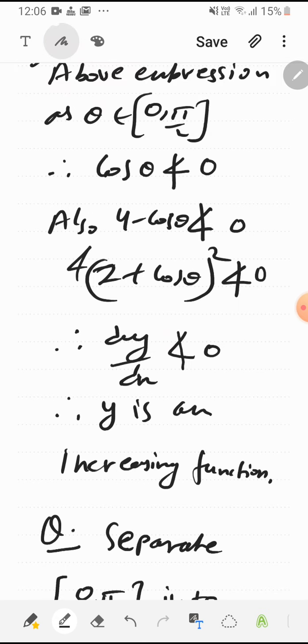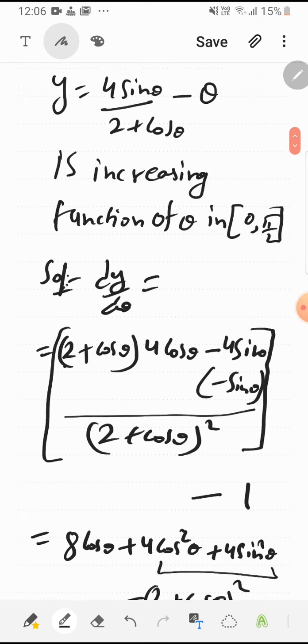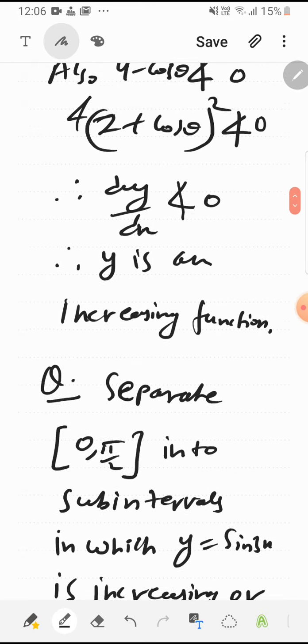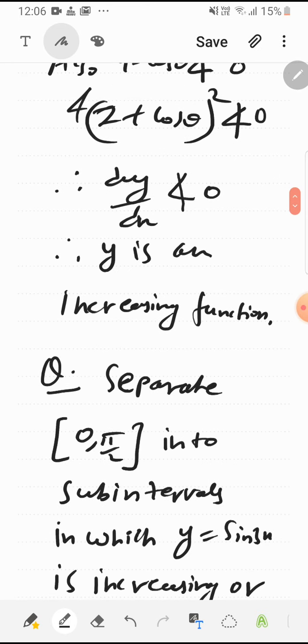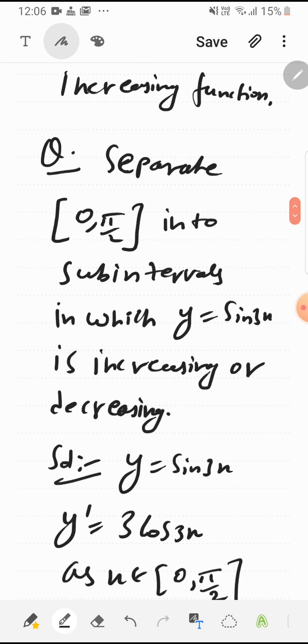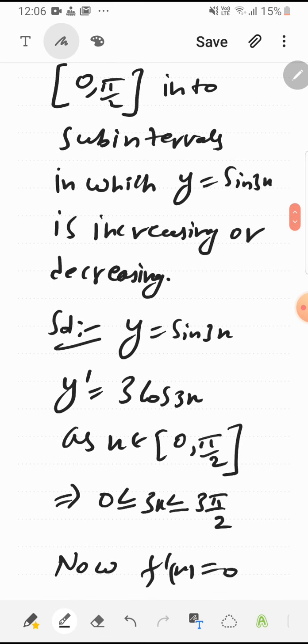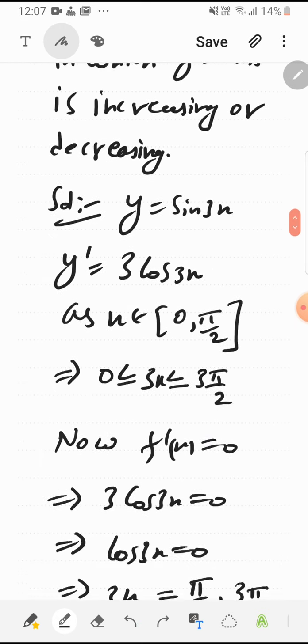Now the next question: separate the closed interval 0 to pi by 2 into sub-intervals in which y is equal to sin 3x is increasing or decreasing. The first step is taking the derivative, so sin 3x is differentiated as 3 cos 3x. Now as x belongs to the closed interval 0 to pi by 2, the angle 3x should range from 0 to 3 pi by 2, that means 3 times x. 0 to pi by 2 is x, so 0 to 3 pi by 2 is 3x.